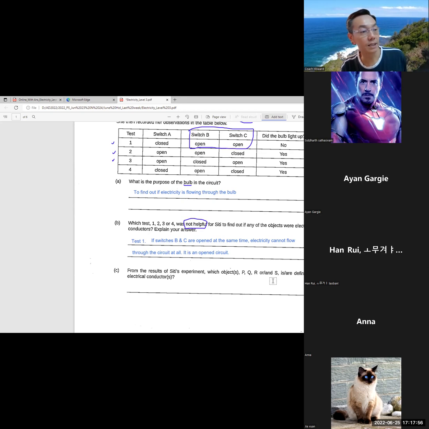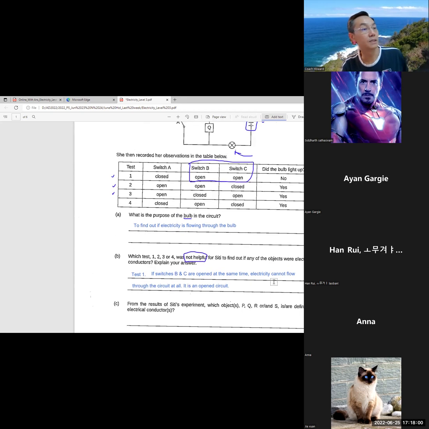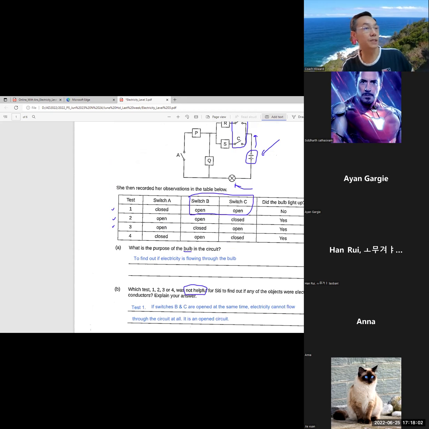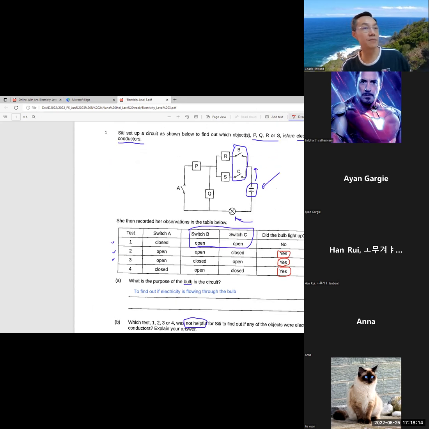Next, from the result, which objects are definitely electrical conductors? Definitely. So you look at this part. You look at the yes ones. There are 3 yes. Let me erase this part first. Clearer. So now we check to see if they are definitely electrical conductors.